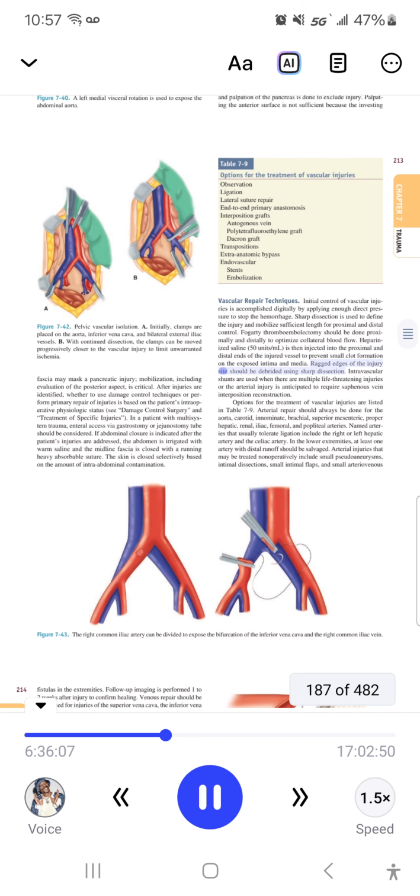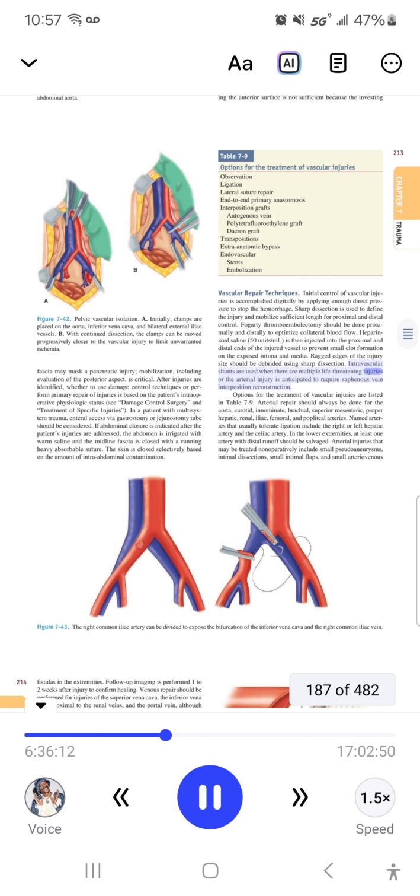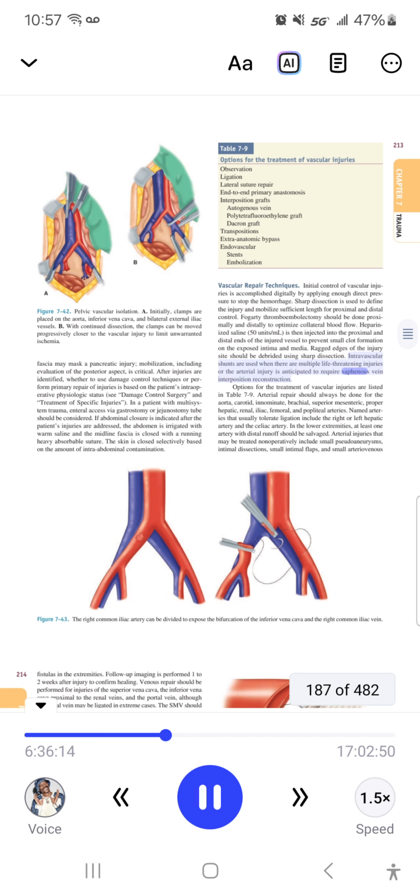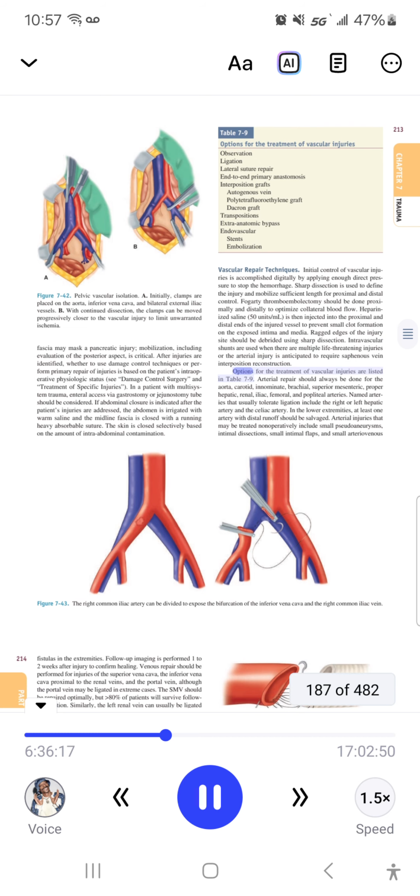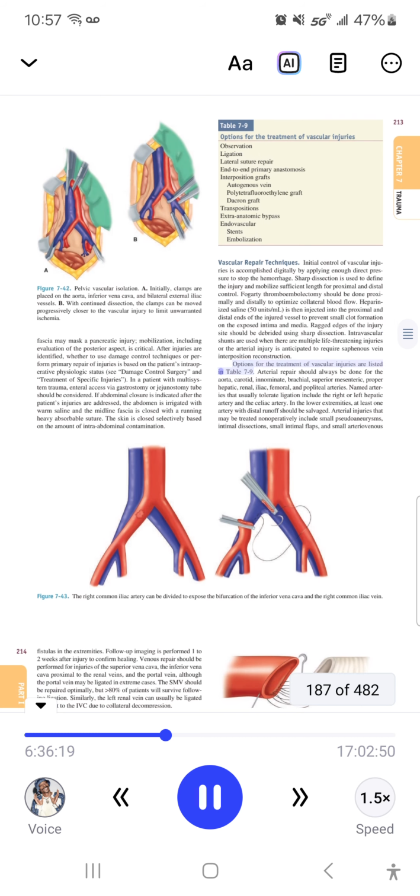Ragged edges of the injury site should be debrided using sharp dissection. Intravascular shunts are used when there are multiple life-threatening injuries or the arterial injury is anticipated to require saphenous vein interposition reconstruction. Options for the treatment of vascular injuries are listed in Table 7-9.